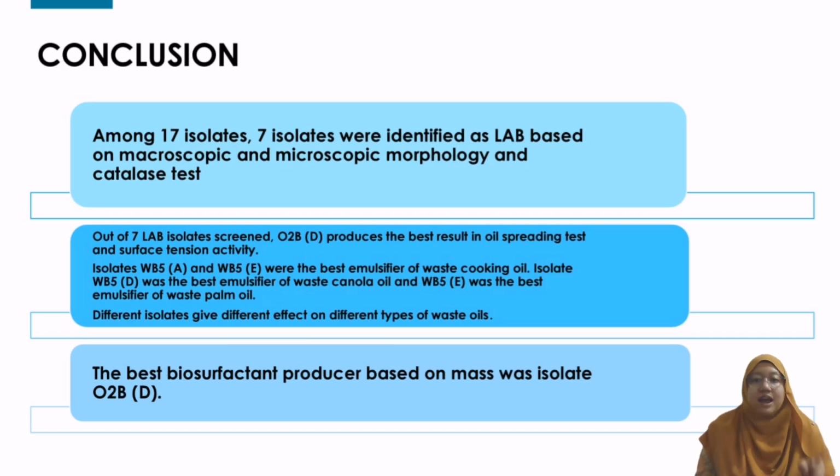This shows that different isolates give different effects on different types of waste oil, as the viscosity or pH of the oil can affect the emulsification rate. Lastly, the best biosurfactant producer based on mass was isolate O2BD.